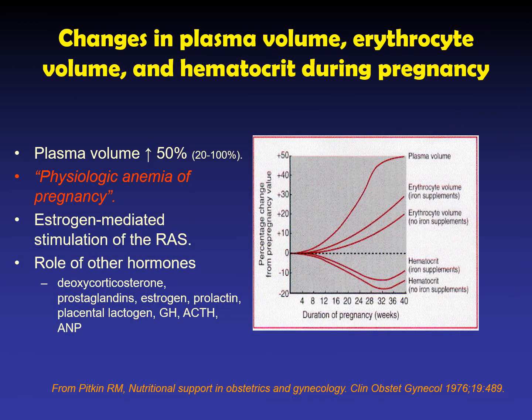So changes in blood volume during pregnancy are attributable to estrogen-mediated stimulation of your renin-angiotensin system. Changes in other hormones such as your deoxycorticosterone, prostaglandins, and estrogen are also causes of water retention, thus increasing your blood pressure or cardiac changes. Your plasma volume would increase by 50%, and this would lead to your physiologic anemia of pregnancy.